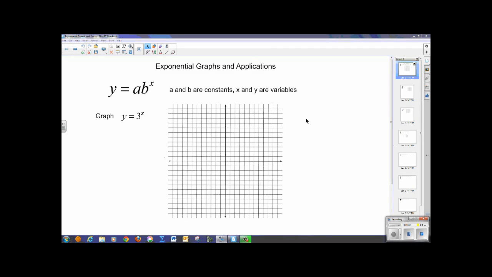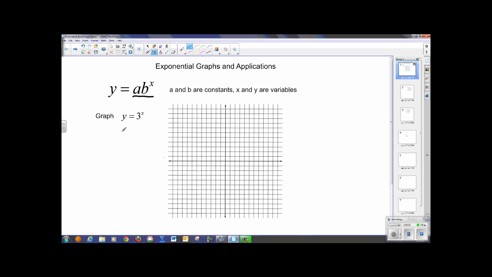So we're going to look at the applications of exponentials and some of their graphs. We'll start off with the graphing. So the first thing we're going to do is look at that general exponential equation, which is y equals a b to the x, where a is a constant, b is a constant in the base, and x is your variable. And we're going to graph a parent function of y equals 3 to the x.